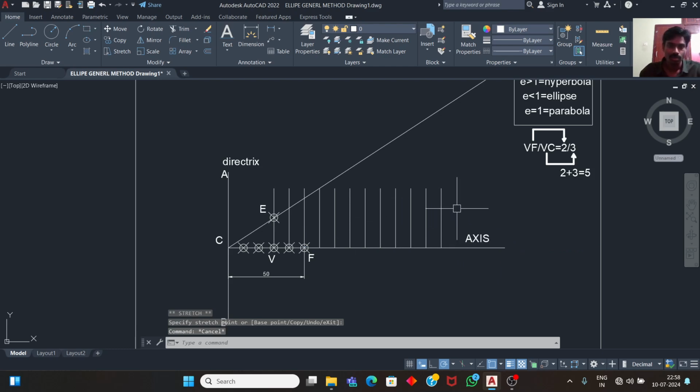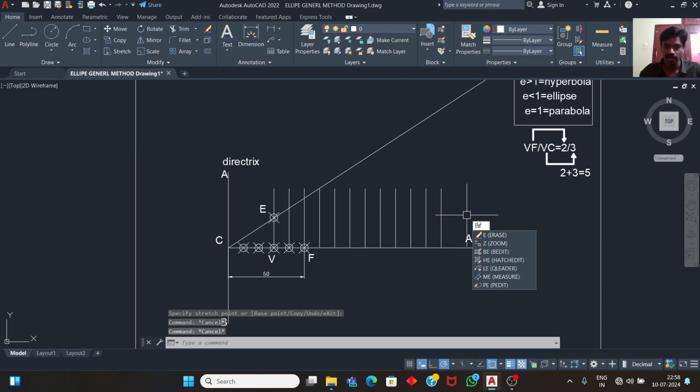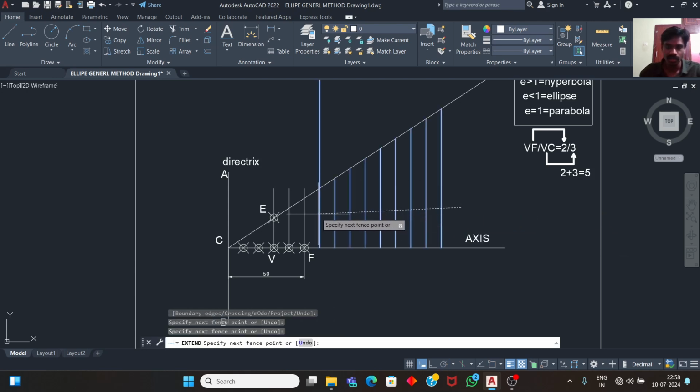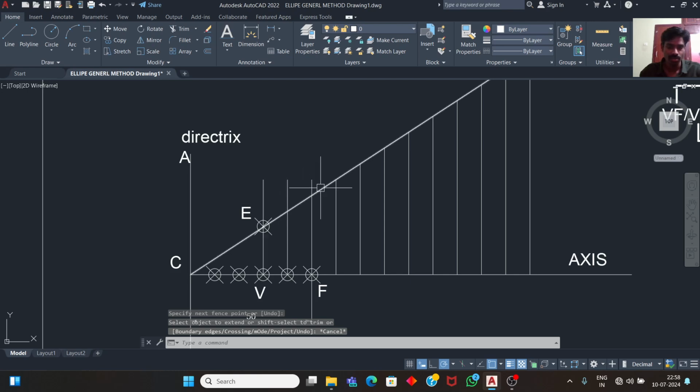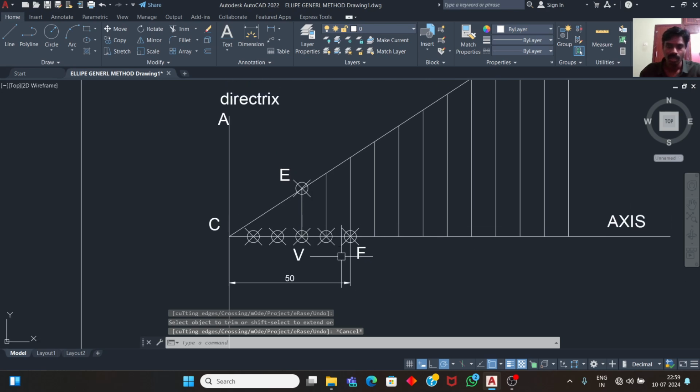Now I want to extend these lines to this eccentricity line. For that, EX, extend, enter, and click on these lines. These extra portions we don't need, trim it. Now give the naming to each and every perpendicular line.